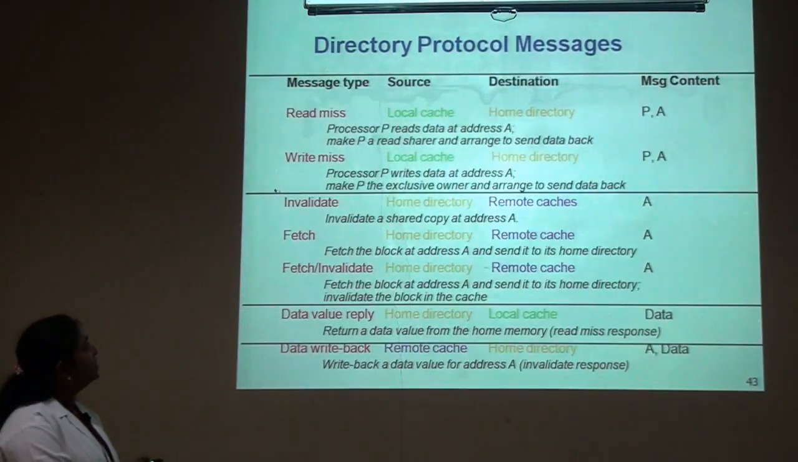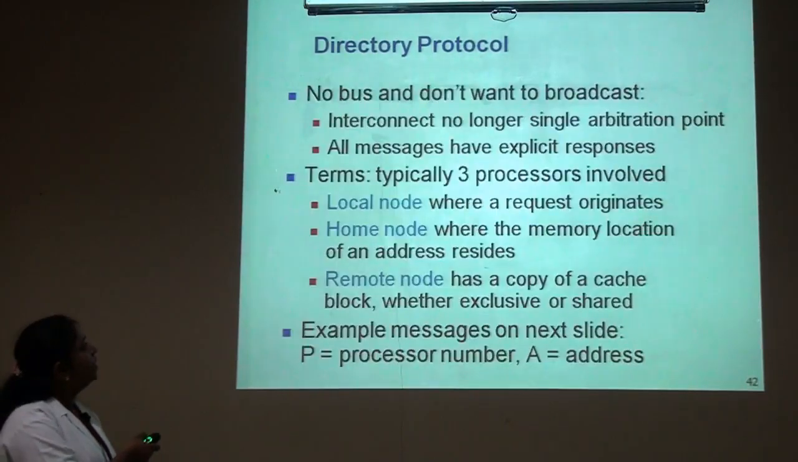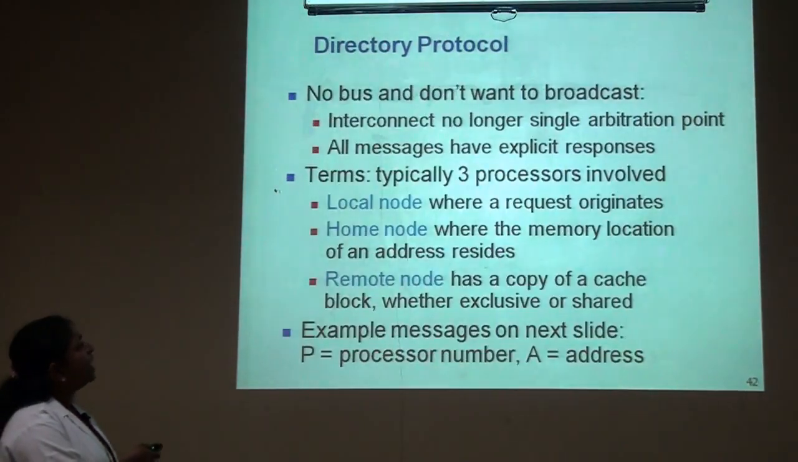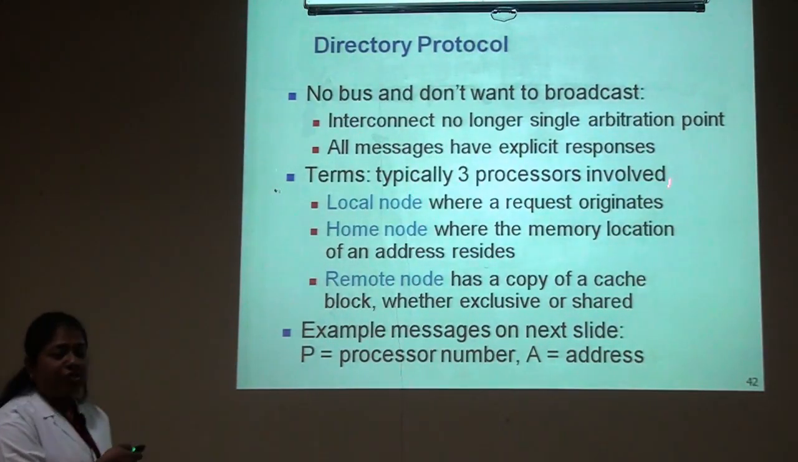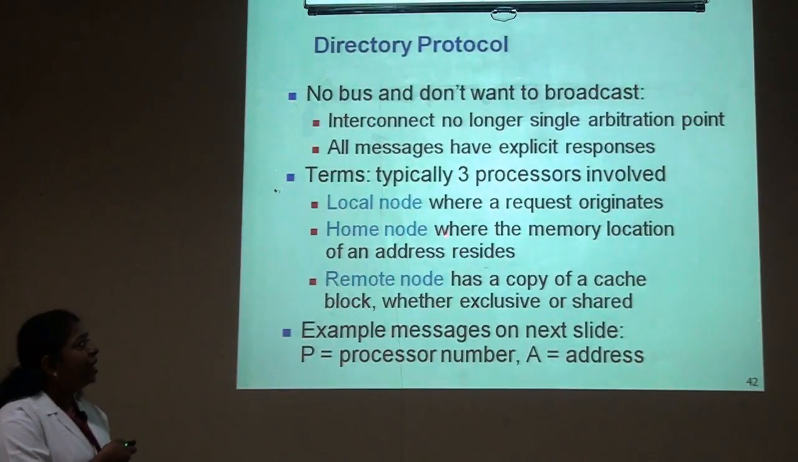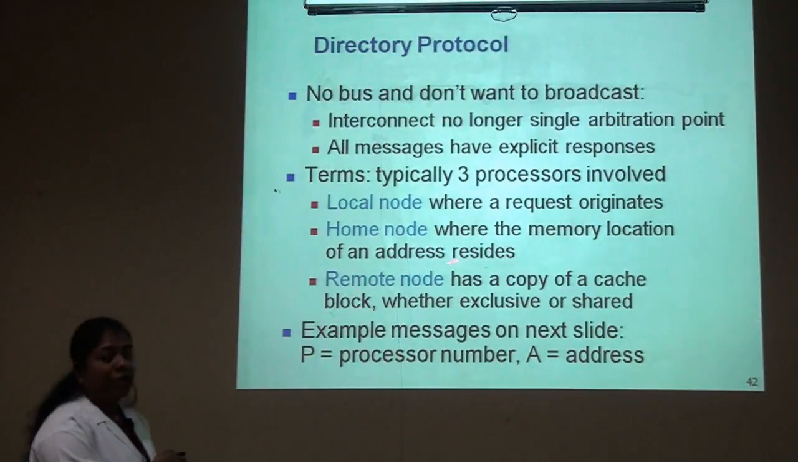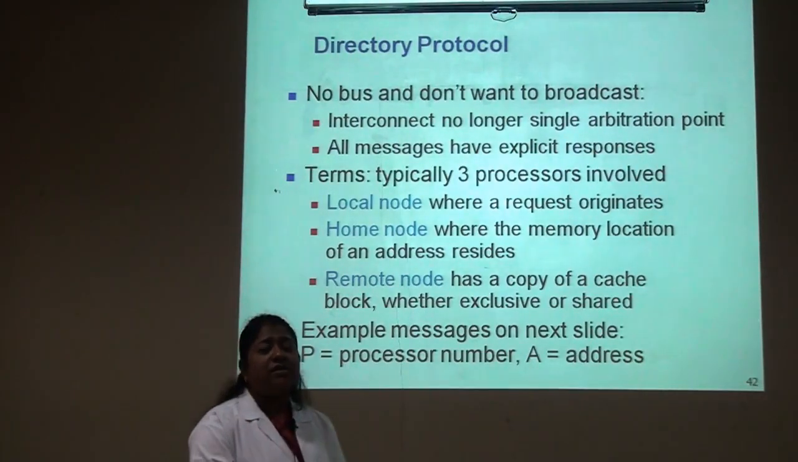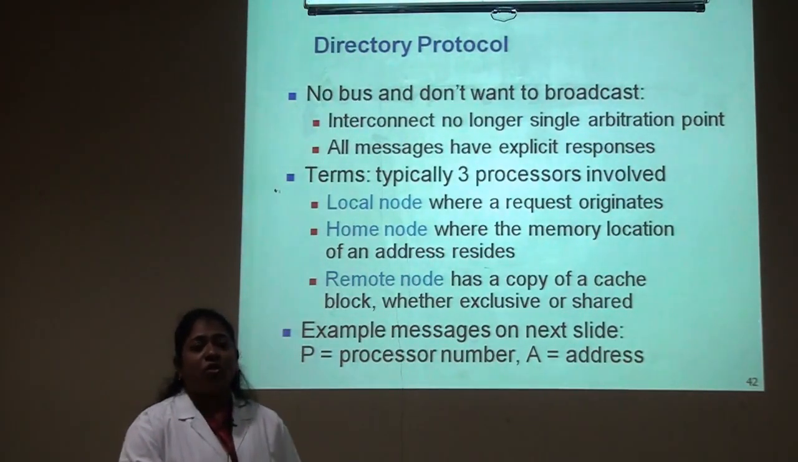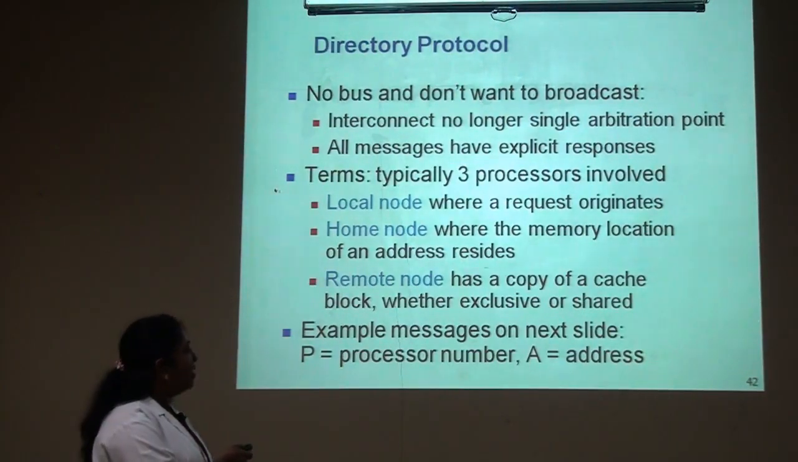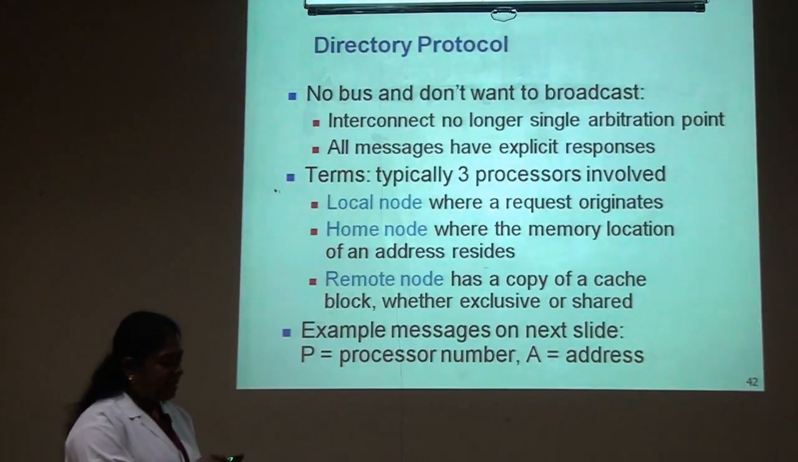In the directory protocol, we have 3 nodes. The first node is the local node. The local node issues the request. The home node is where the memory location of an address resides. The next one is the remote node. So 3 nodes can be there when we have the directory: local node, home node, and remote node. Here P is the processor number and A is the address number.